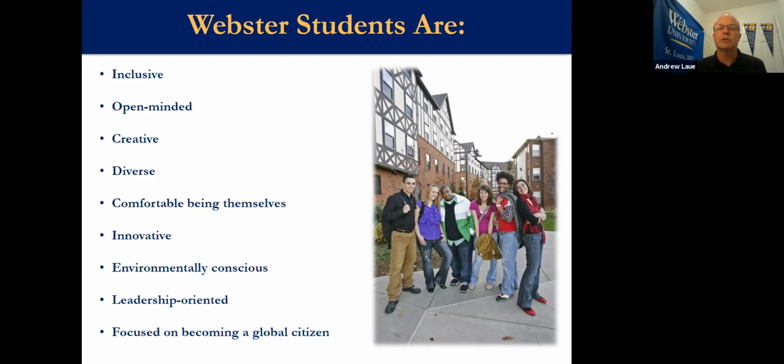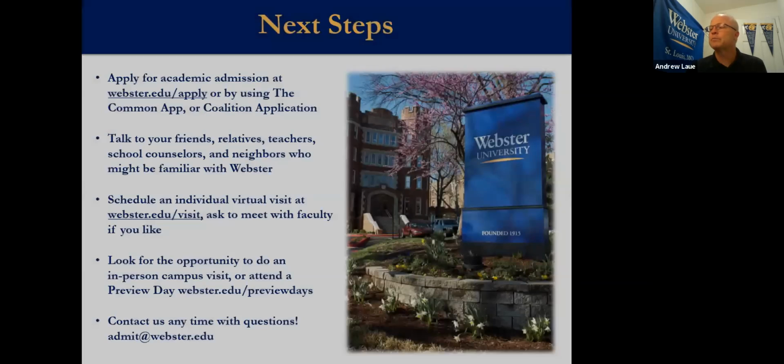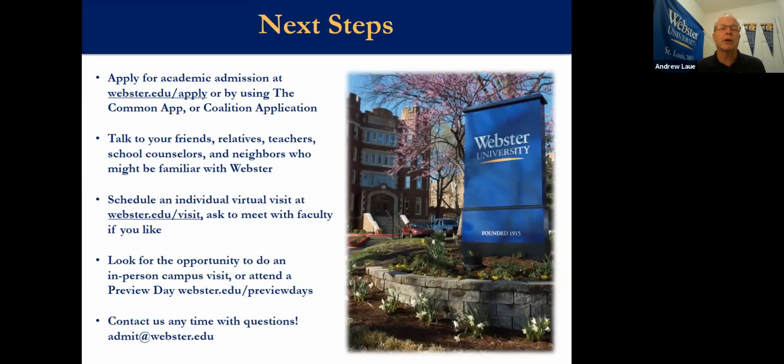That's actually the kind of students who really thrive here. So that just gives you an idea of the type of student that tends to come to Webster and really thrives at Webster and enjoys being here. So this is the last slide in terms of next steps and what you should be doing. Apply for admission at webster.edu/apply. We are also a Common App school, and we also accept the Coalition app. So there actually are 3 ways that you can apply.